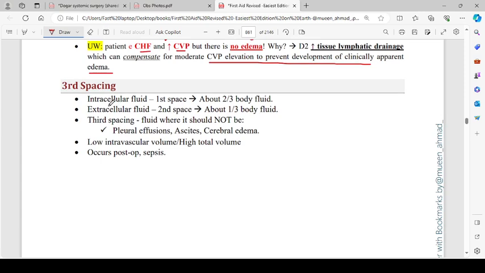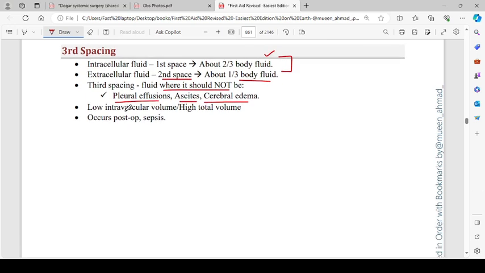Third spacing. Intracellular fluid, the first space, is about 2/3 of the body fluid. Extracellular fluid is the second space, which is about 1/3 of the body fluid, and these are the only two normal spaces. Any space other than them is a third space. So third space is fluid where it should not be. For example, pleural effusion, ascites, and cerebral edema. Low intravascular volume and high total volume. It occurs in post-op or sepsis.